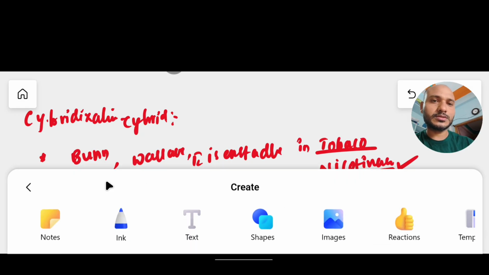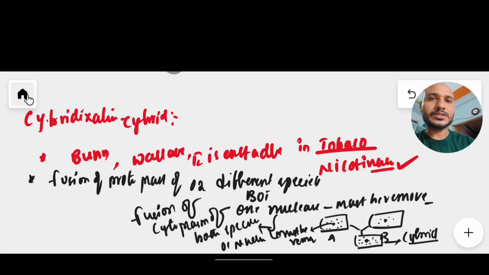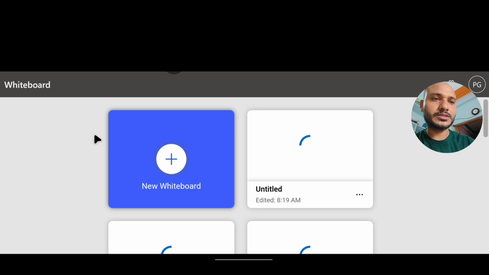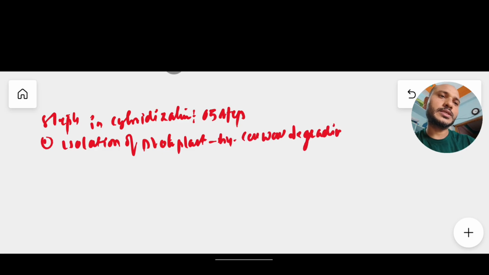Now there are various steps involved in the cybridization process. There are 5 steps. Now we will discuss the steps in cybridization. First step, same as in somatic hybridization, is isolation of protoplast. We need to isolate the protoplast by using cell wall degrading enzymes like cellulase and pectinase.